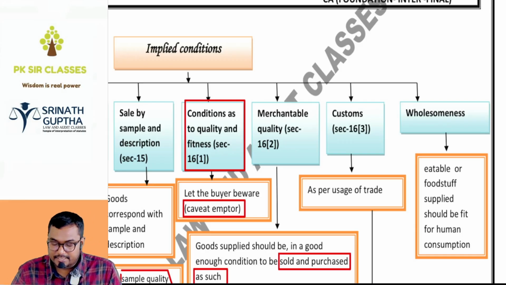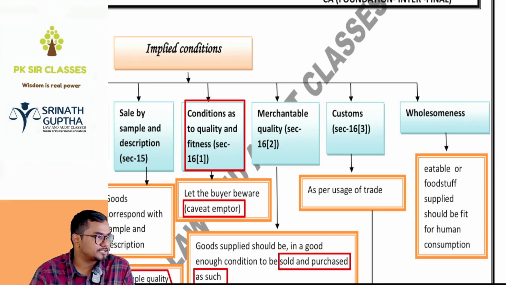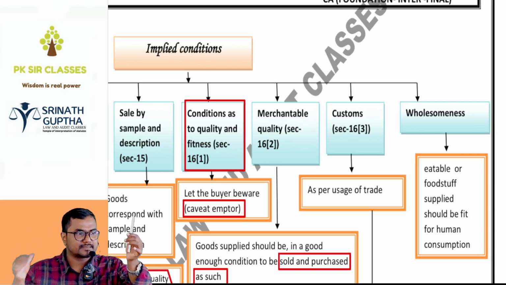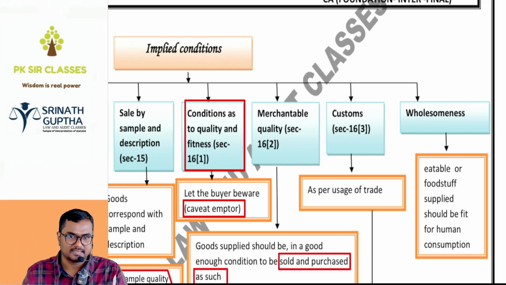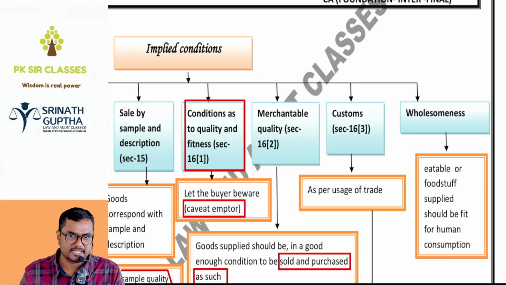Next one, condition as to merchantable quality. It means goods should be in good enough condition to be purchased and sold as such. For example, I am selling a pen where there is no cap. Can you sell it as a pen? No, because the cap is not there. I am selling a chair having only three legs, one leg is not there. Can you sell it as a chair?